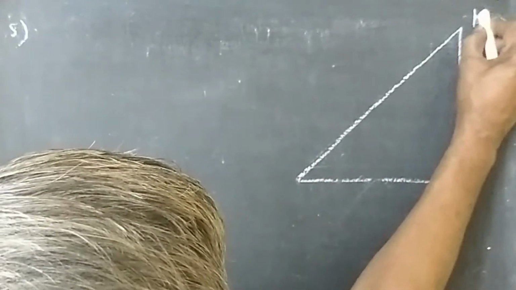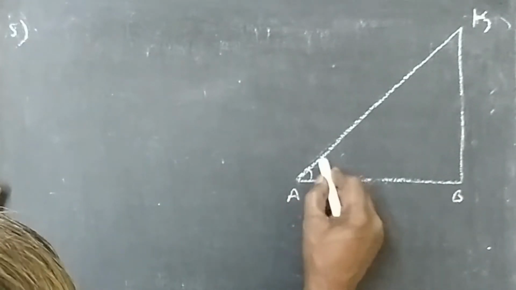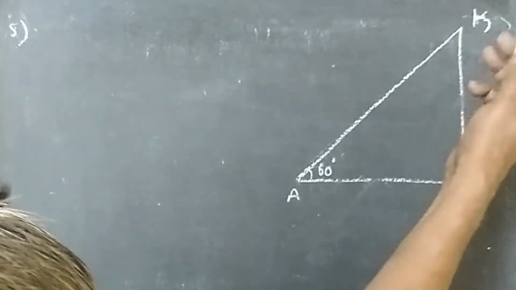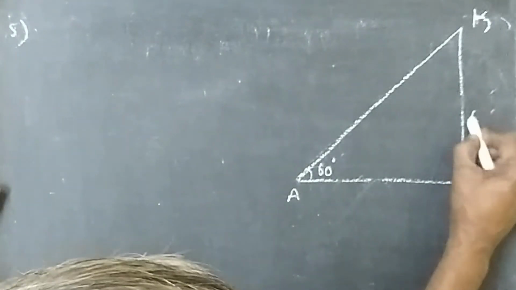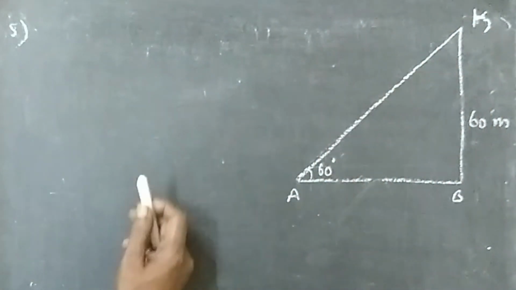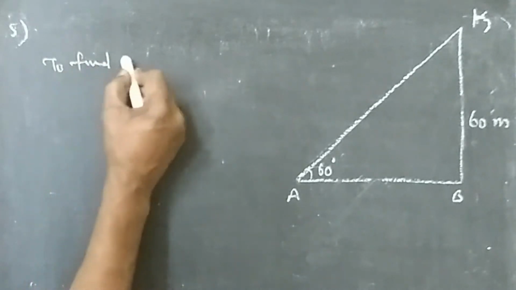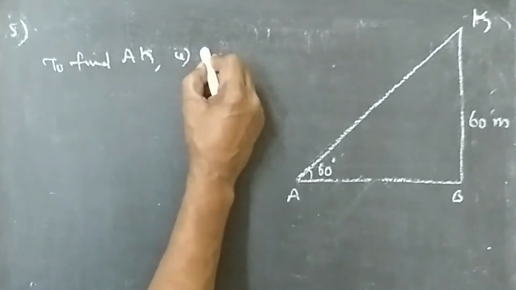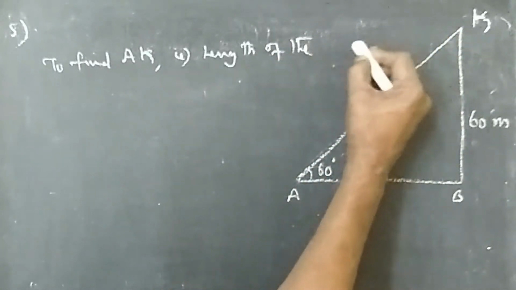This is kite AB. The angle is 60 degrees, and the height of the kite from the ground level is 60 meter. Here we have to find the length of the string, that is, to find AK, the length of the string.